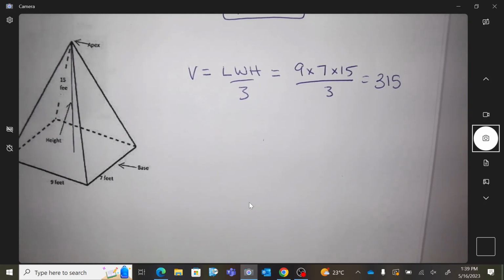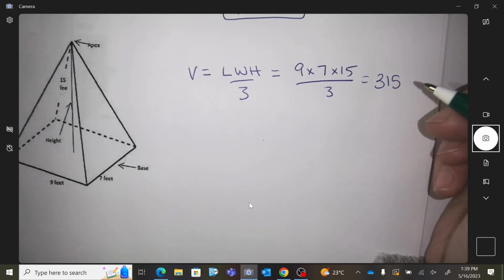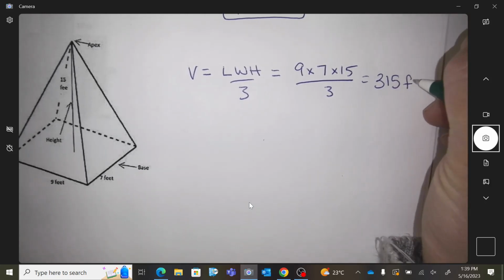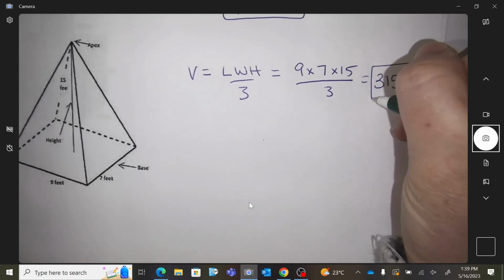Okay, so 315, and I am going to take points off if you don't put the right ending to this. Volume is in cubic feet.